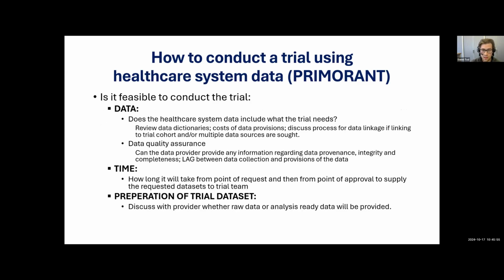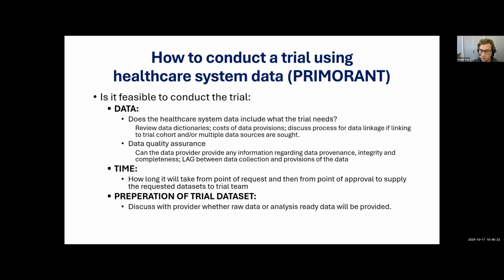Then you also have the data side of it. Does the data set require the information you need? There's no point requesting data sources. If I'm interested in operations, requesting emergency department data, make sure you're requesting the right data sources. If you're linking data, do you understand how you're going to do the split file process, uploading the data? Making sure that the data sets you are requesting are going to answer your research question.